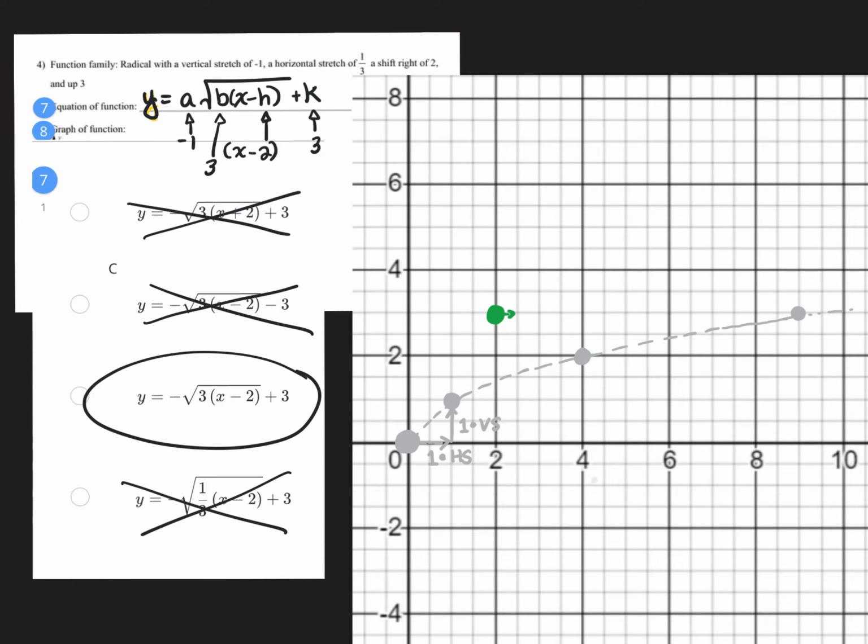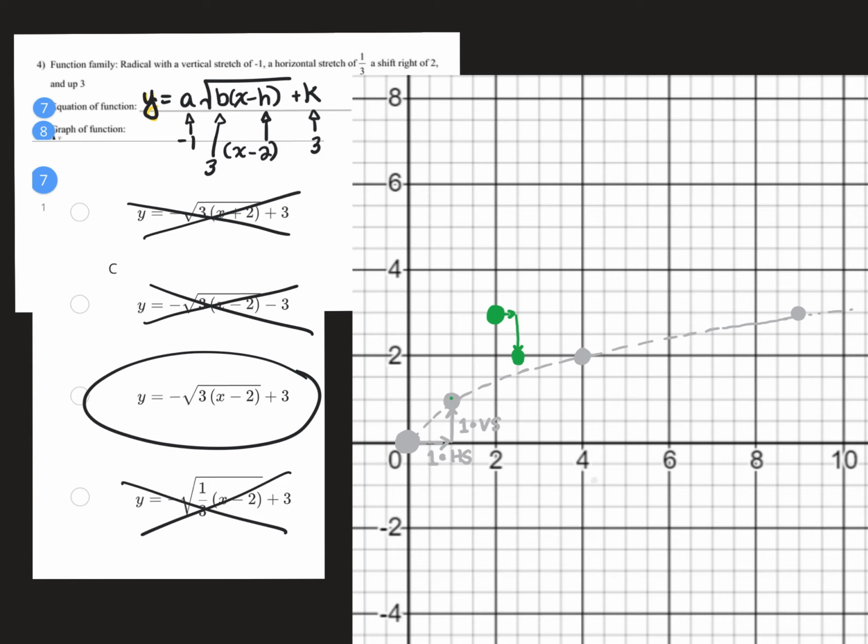And then my vertical stretch is 1 or -1. So instead of going up 1 like I would normally do, I'm going to multiply 1 times -1. Well, that means I'm going to actually move down 1. So that's going to put me right here. So the next point on my graph is right there, and that corresponds to this point right here. Let me get my little pointer. Okay, so these points correspond to each other.